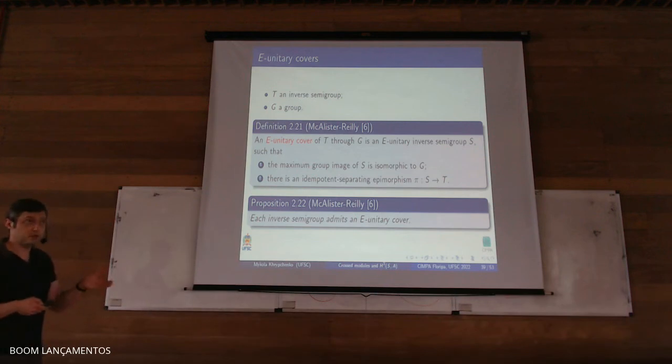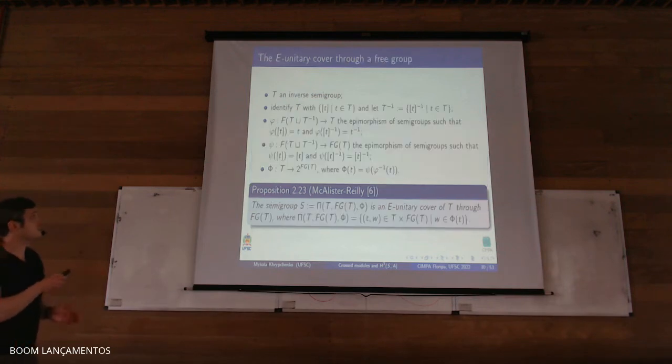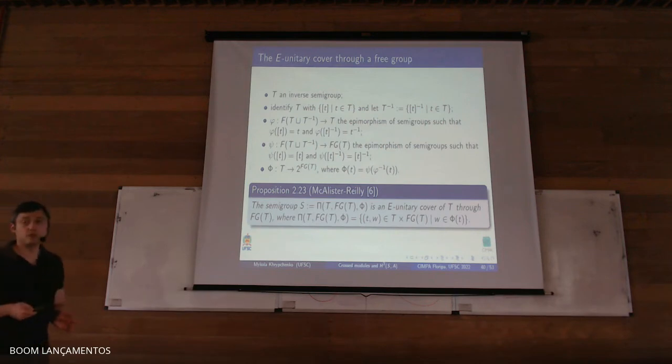We found it in this article where the authors constructed a unitary cover through a free group. And this was in fact the ingredient which worked in our case. They proved that each inverse semigroup admits unitary covers. They gave several ways to construct them, and the one which we used is the free cover, the unitary cover through a free group. And the construction is as follows.